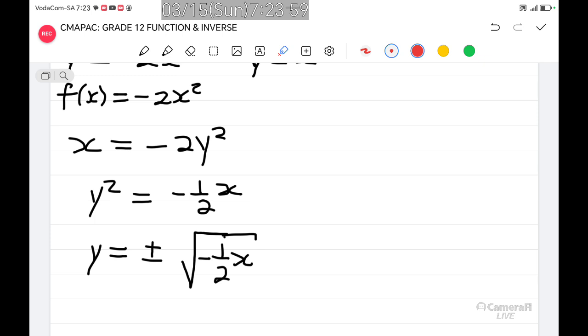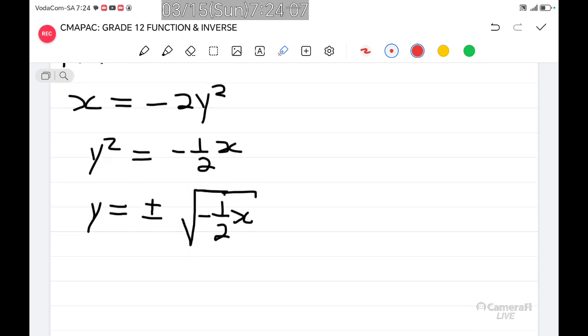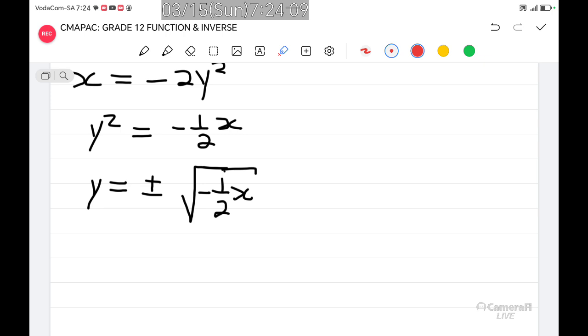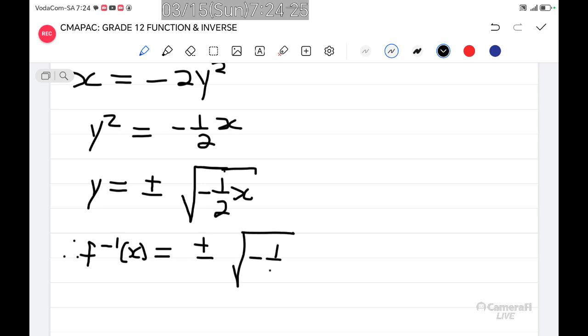The value of x, in order for this function to exist, must be negative. If the value of x is positive, we get an error because we don't have a square root of a negative value. The square root of a negative value is undefined. Therefore, we can say the inverse of f of x equals plus or minus the square root of negative 1 over 2x. Someone can simply write it as plus or minus the square root of negative x over 2.